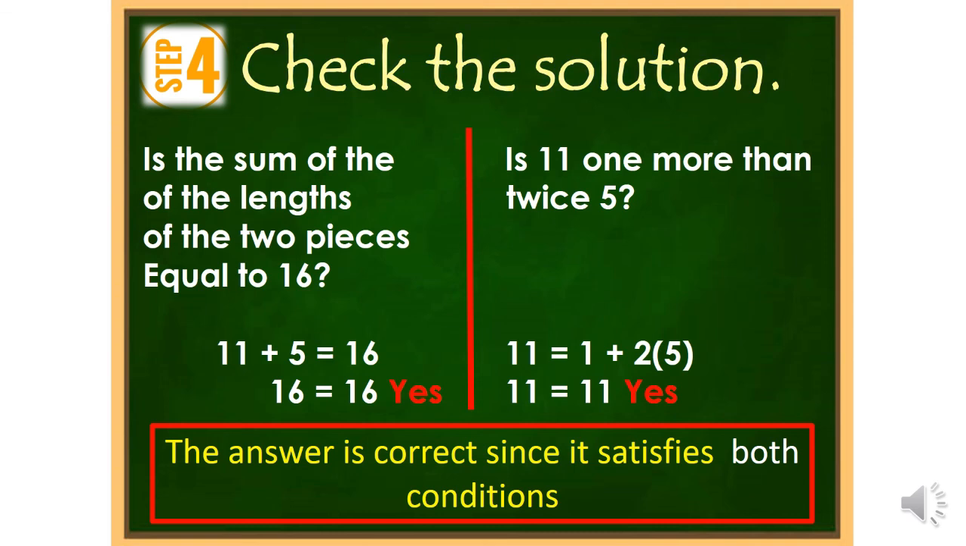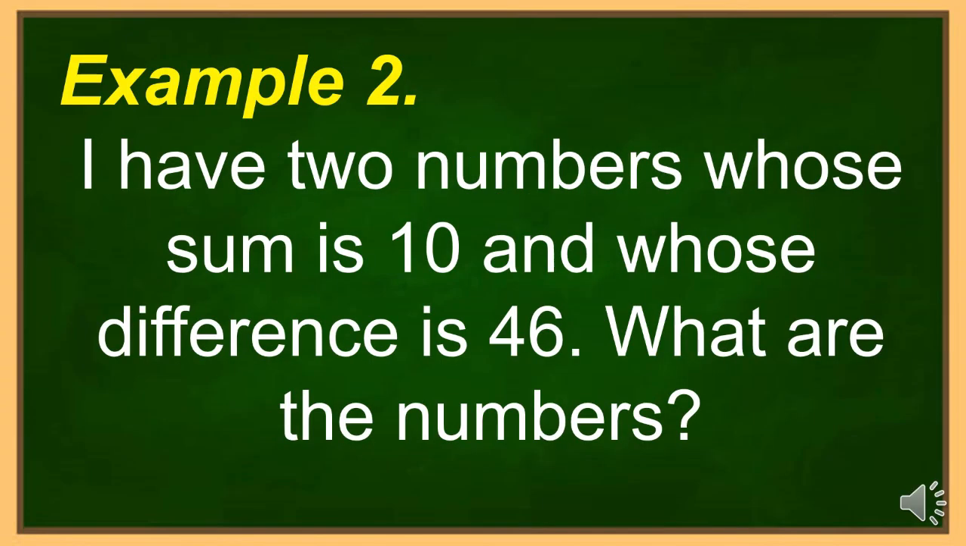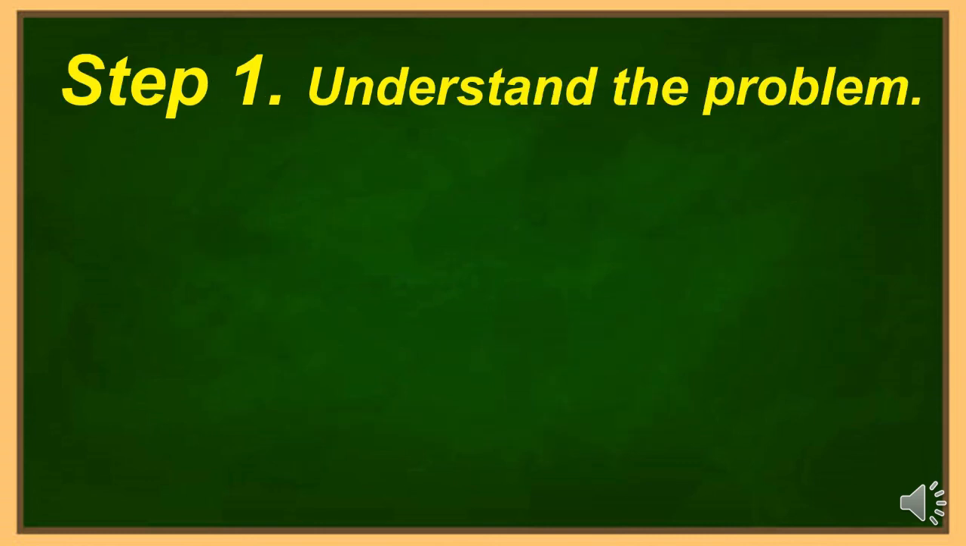This time, we'll proceed with our second example. Our second example says, I have two numbers whose sum is 10 and whose difference is 46. What are the two numbers? Again, I have two numbers whose sum is 10 and whose difference is 46. What are the numbers? First step is understand the problem.